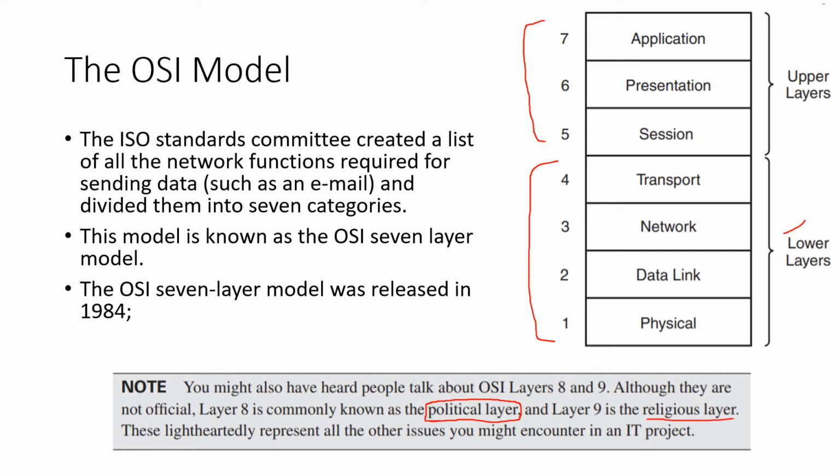These layers are used in social media, like a person based on their ethnicity, the message will be replicated to that particular person. But these both layers are not visible to us, or not shown in this OSI model. These lightheartedly represent all the other issues you might encounter in an IT project. Okay, like the TikTok ban is an example of the political layer. Religious layer: so you cannot post hateful posts and some other kinds.